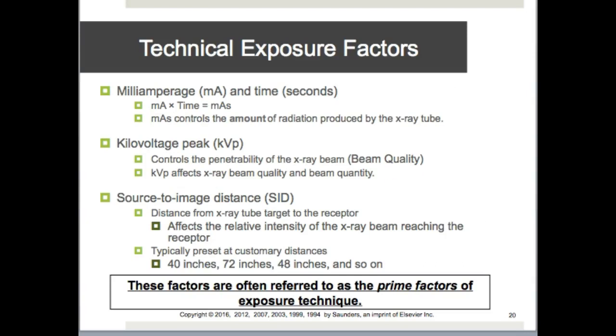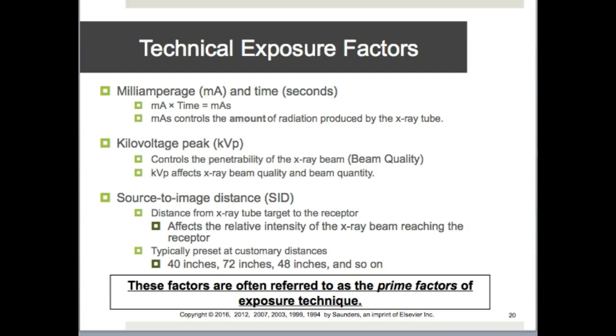All right, so your technical factors, let's dive into this. You have your mA and your time. mA times time is your mAs. mAs controls the amount of radiation produced in the tube, whereas your kVp controls the penetrability of the X-ray beam, so your beam quality. When we talk about kVp, we talk about quality. When we talk about mAs, we're talking about density or the amount. And then we have the source to image distance, your SID. It's the distance from the X-ray tube target to the receptor, whatever the receptor is going to be. It affects the relative intensity of the X-ray beam reaching the receptor.